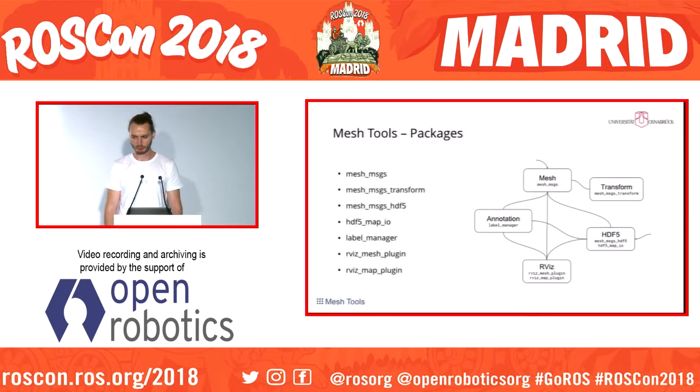As I said, we want to label objects and get semantic information from that and store it. And to make it visible and to show all the meshes and their attributes, we present here two plugins for RViz, namely the RViz Mesh plugin and the RViz Map plugin. The Map plugin speaks directly to the HDF5 layer for persistence, so to save and load data. It also has a pipeline for annotating objects.